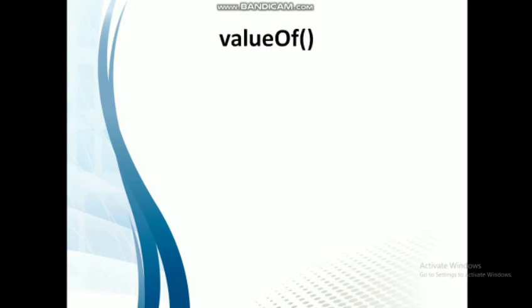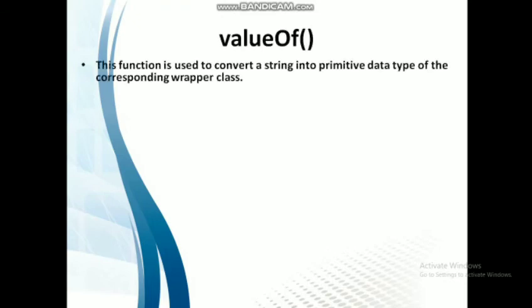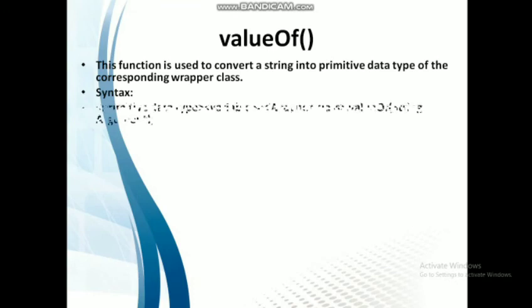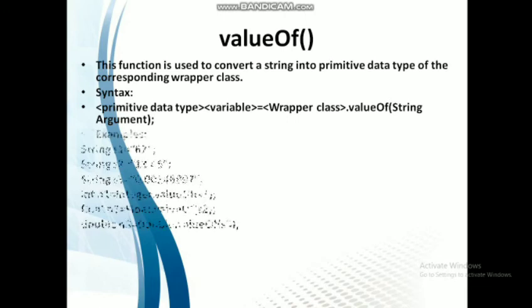The last type of function is valueOf, and this function is used to convert a string into the primitive data type of the corresponding wrapper class. So valueOf will convert the string into its primitive data type. Whatever primitive data type we are giving, accordingly it will convert; the string will be converted to that primitive type of the corresponding wrapper class. Syntax is primitive data type variable is equal to wrapper class dot valueOf of string argument.